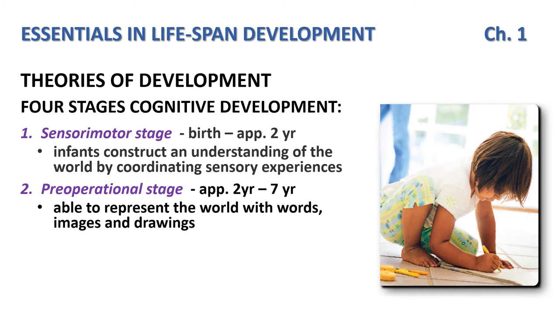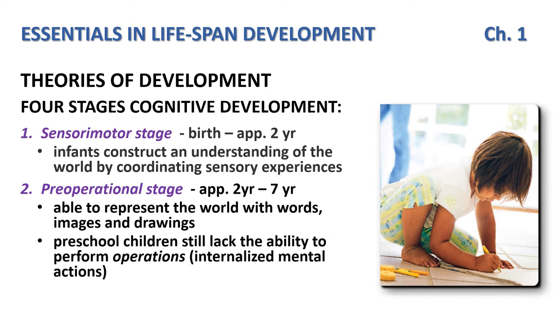So pre-operational, he says pre-operational. So this is like 2 to 7. The child's able to represent the world with words, images, drawings. So their ability to express themselves is increasing. All right, but a preschool child, like my daughter Evie, still lacks the ability to perform more complicated operations. So let me just go to the next slide and I'll give you a really specific example of what I mean.